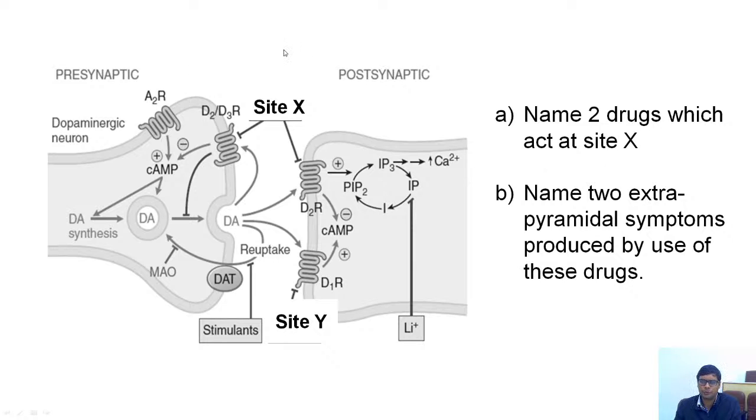It can be metoclopramide or domperidone, because we are not being concerned about whether the drug is acting peripherally or in the central nervous system. So you can write either of metoclopramide, domperidone, or some typical antipsychotic like haloperidol, chlorpromazine, thioridazine. All these are D2 receptor antagonists. So any two of these drugs you can write.